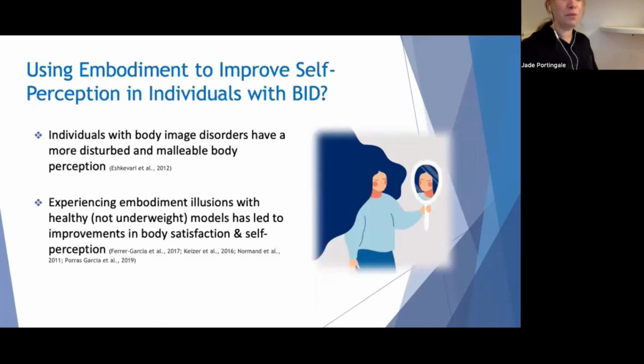As individuals with body image disorders have a more disturbed and malleable body perception, embodiment illusions can be used to temporarily change self-perception. So for instance, research has found that embodying an avatar with a healthy BMI has led to reduced body size overestimation in individuals with anorexia nervosa. This suggests that research into these illusions as a possible treatment is important.